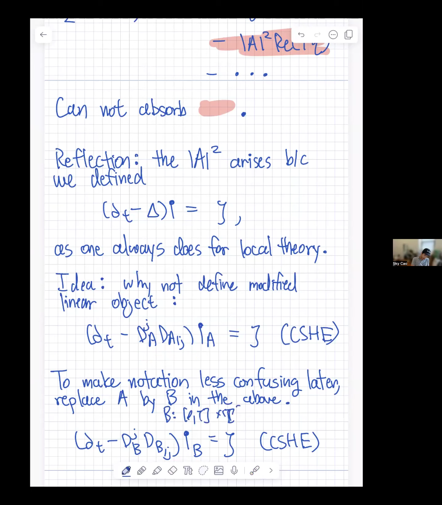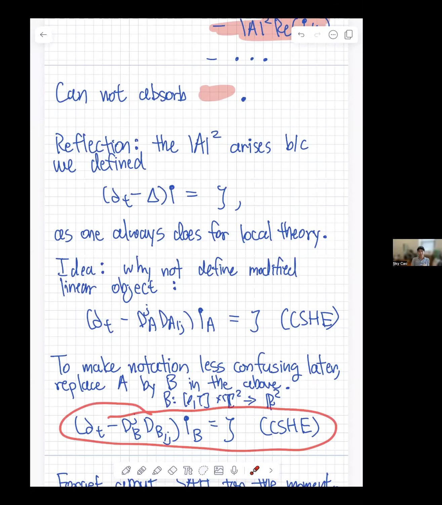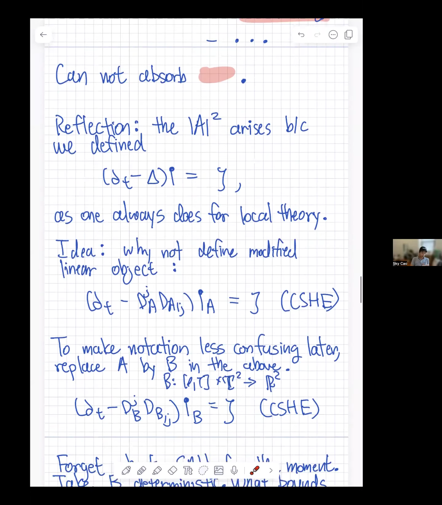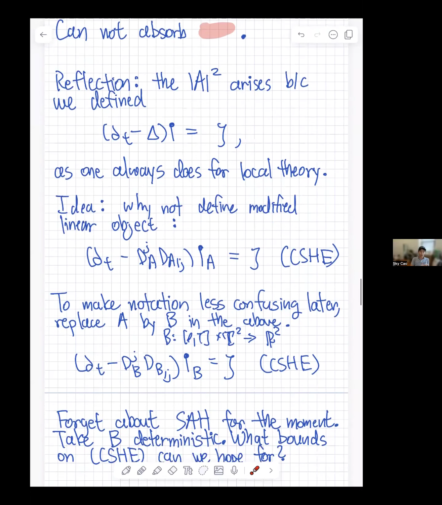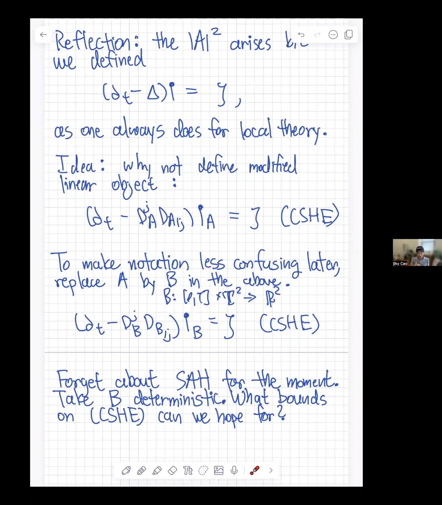For now, let's take B to be a general function of time and space, taking values in R2. So it's a time-dependent vector potential, and let's look at this equation. It's a linear stochastic heat equation, so it shouldn't be too hard to bound, right? Again, this led us to the following subproblem. Let's forget completely about stochastic Abelian-Higgs for the moment, the problem that we started with.